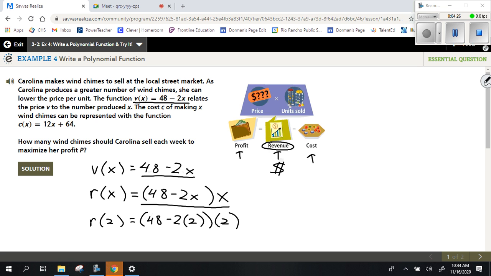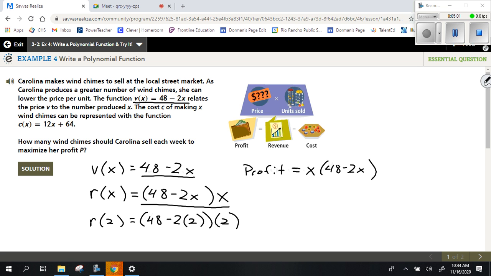So let's go ahead and see if we can create a profit equation. That is going to be equal to, we'll just write profit for now. And our revenue, we decided, was going to be X times, just moving the X out to the front, 48 minus 2X. This tells me how much money she makes depending on how many wind chimes she makes.